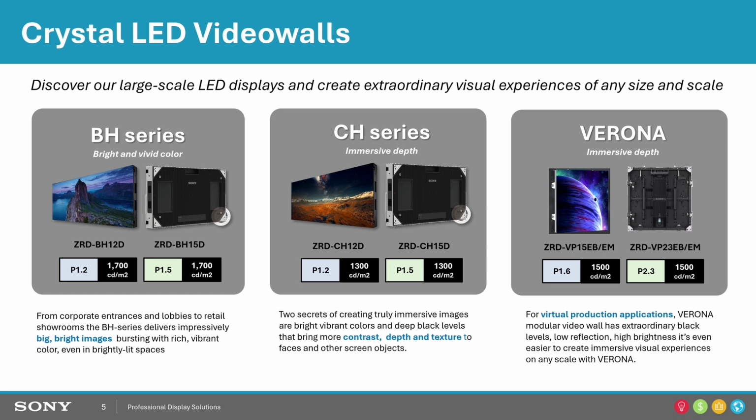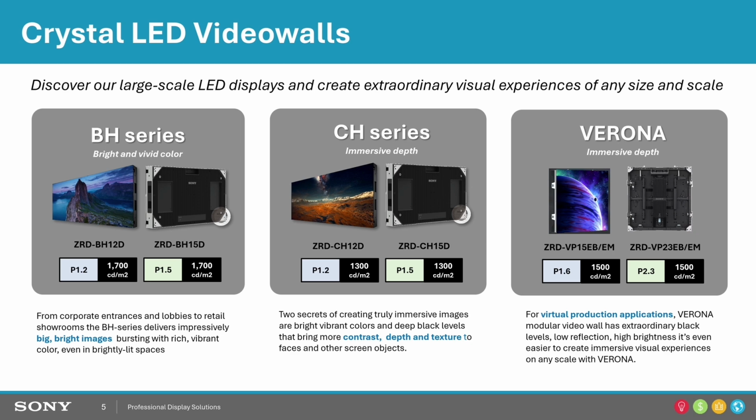CH is our high contrast model, and it has a more shiny, darker finish, with much better contrast. If you've got image specific needs, this is the one that you want. Verona, interestingly, is a mix of both of those coatings. We call it a deep black, non-glare type of coating. And that is more for the virtual production and rental and staging area. So you can see, BH and CH is a 16 by 9 cabinet, and Verona is a square cabinet.